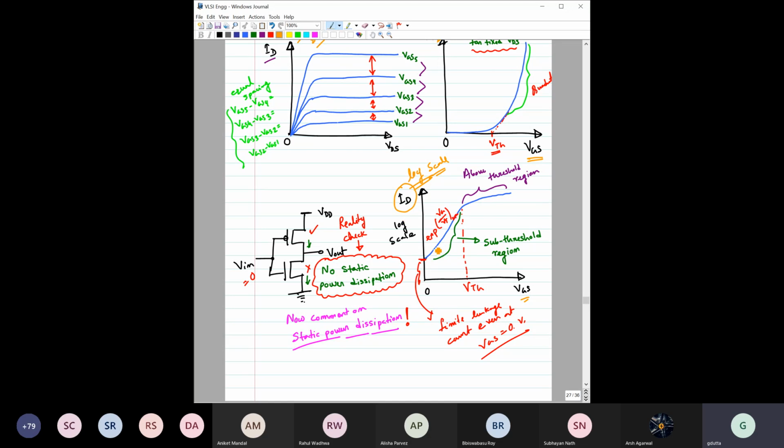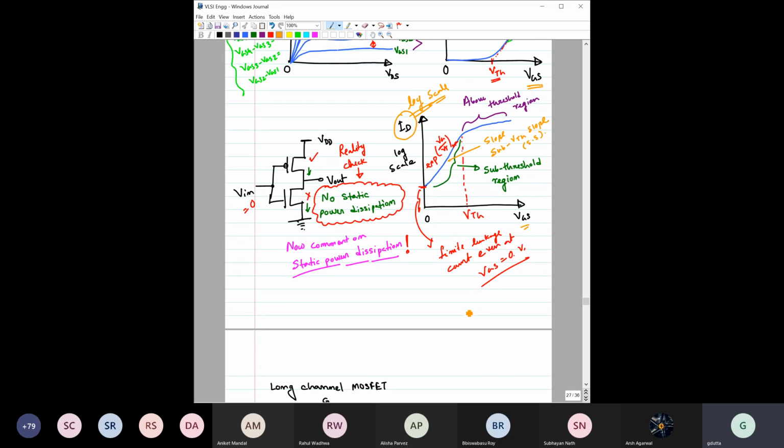This particular region is called the subthreshold region, and it has a particular slope. This slope is called the subthreshold slope, sometimes written as SS. Ideally, you know from semiconductor physics, the minimum value of SS. Do you know how much the minimum value of subthreshold slope is?